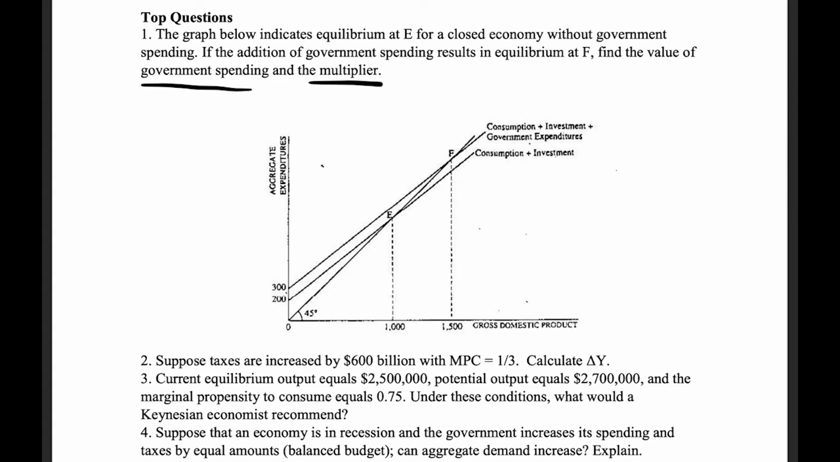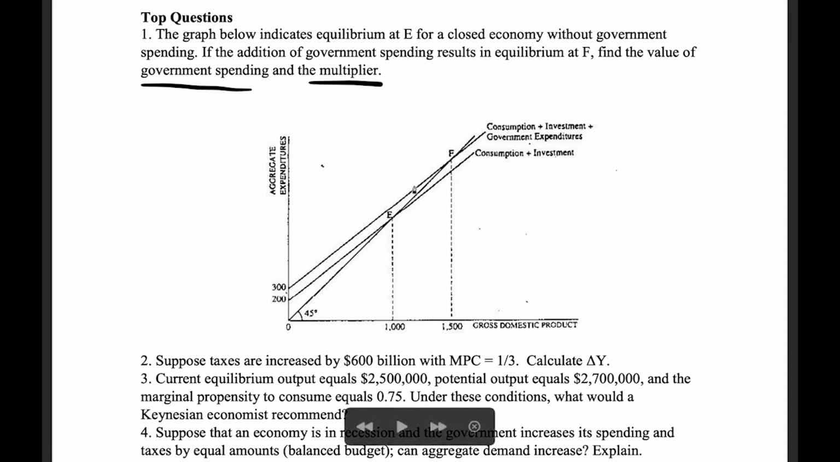The top questions of Chapter 9. Let's start off with number 1. The graph below indicates equilibrium at E for a closed economy without government spending. If the addition of government spending results in equilibrium F, find the value of government spending and the multiplier.